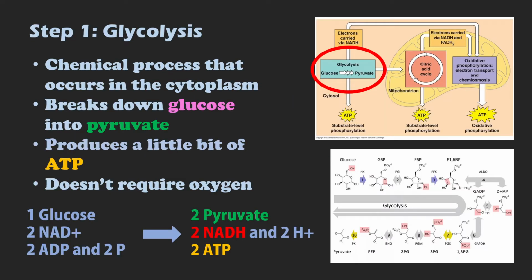So the first step is glycolysis. Glycolysis occurs in the cytoplasm when glucose enters the cell. It undergoes this long chemical reaction, but what you need to know is that glucose is broken down into 2-pyruvate. It produces two of these NADH electron carriers, which are going to be important in a later step, and it produces a little bit of this ATP.